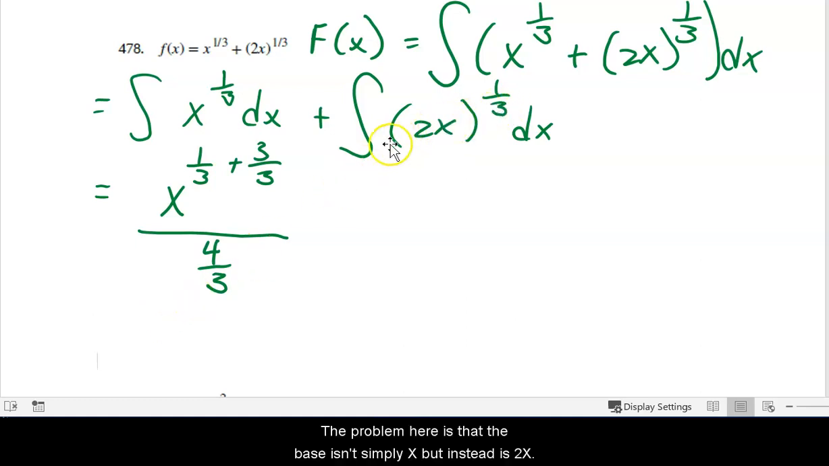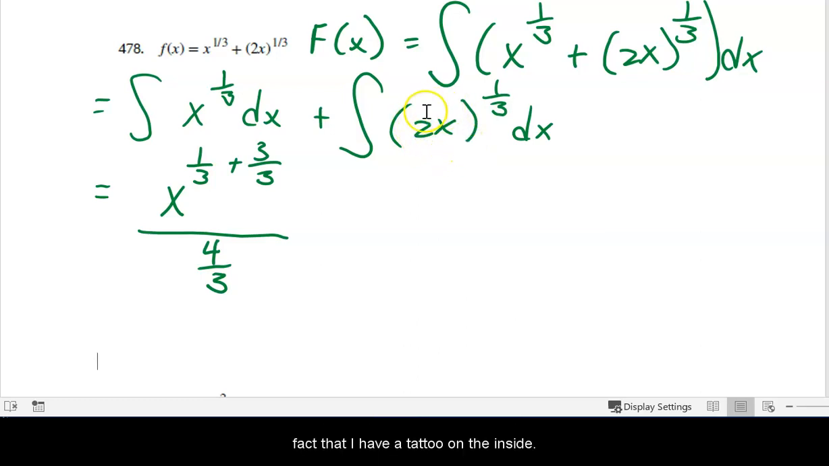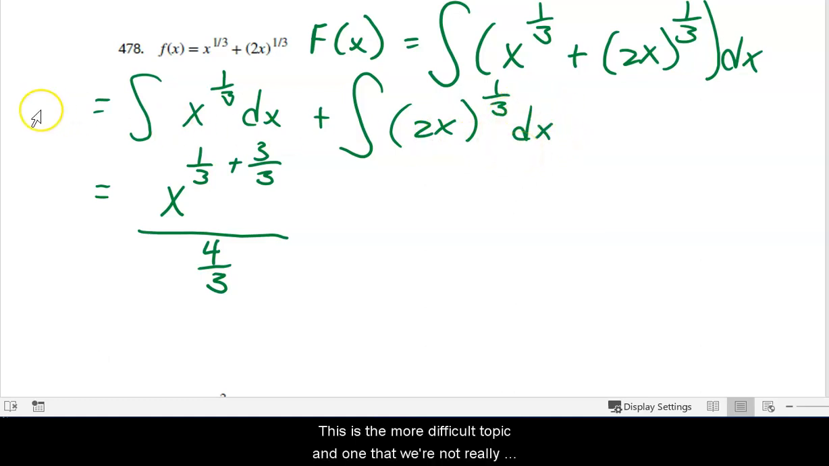The problem here is that the base isn't simply x, but instead is 2x. If I'm going to undo this, I need to compensate for the fact that I have a 2 on the inside. To compensate for it, I would typically need a 2 to go with the derivative on the outside, or the differential. This is a more difficult topic and one that we're not really going to get into very much until we get into U substitution in section 5.5. But I did want you to see here at least how you would start to go about to figure this out.